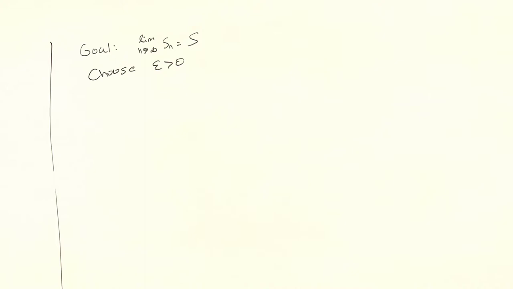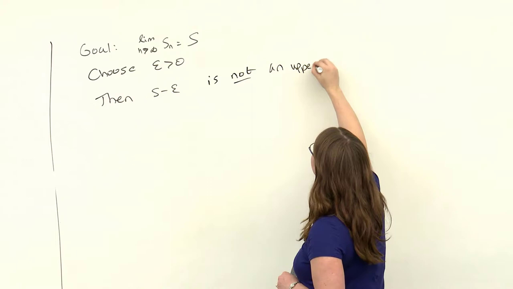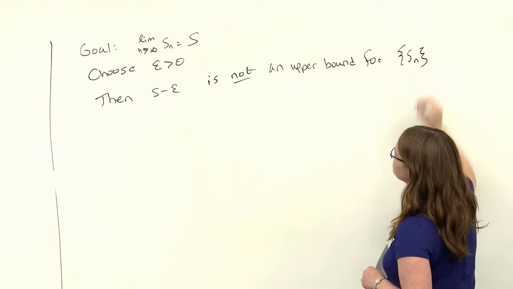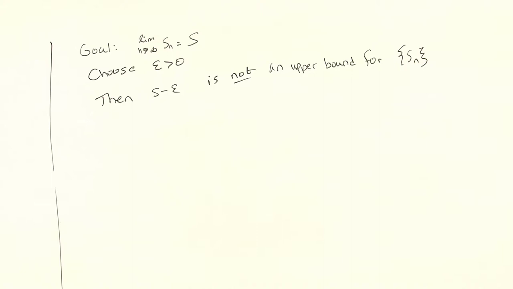Okay, so we're going to take our sequence and compare it to S minus epsilon and compare it to S plus epsilon. So how does this compare to S minus epsilon? Well, we know that S minus epsilon is not an upper bound for this sequence, because we said S is the smallest possible upper bound we could ever find. S minus epsilon is less than that, which means it's no longer an upper bound. So S minus epsilon is not an upper bound for my sequence. It can't be because this is the smallest possible upper bound, and this guy's even smaller than S.